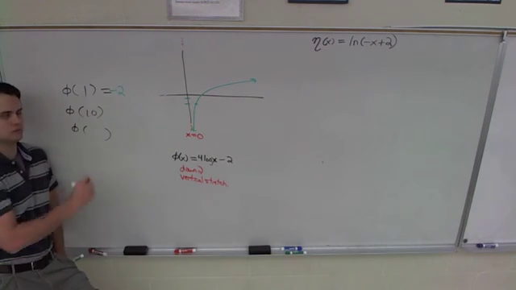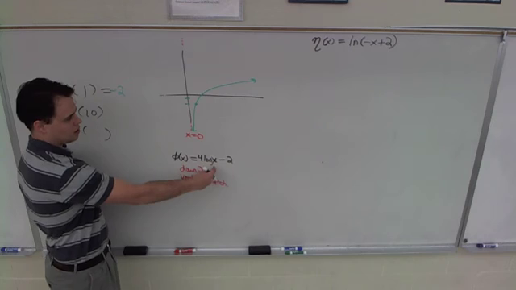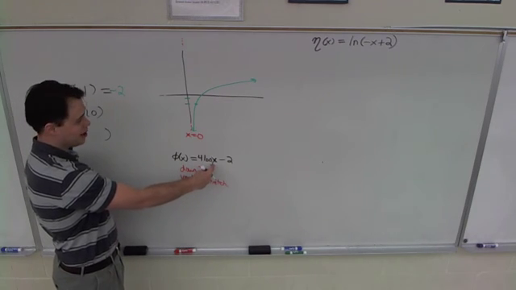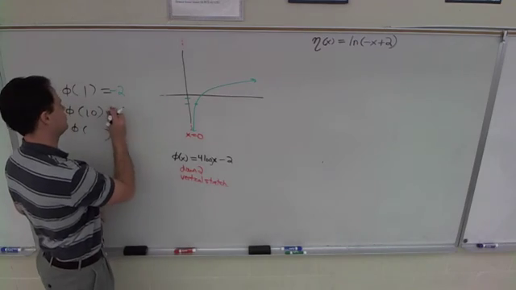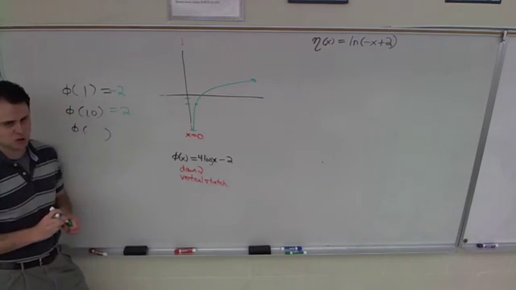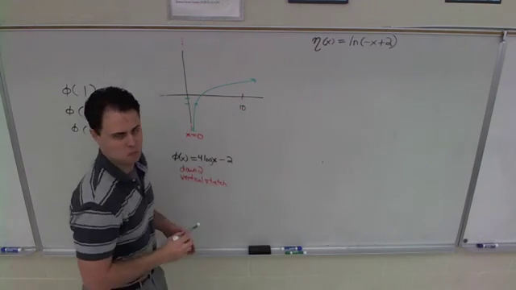10. Log base 10 of 10, if I put 10 right there, what is it? It's 1. 1 times 4 is 4, minus 2 is 2. At 10, we're supposed to be 2, so if I drafted this appropriately, we'll say that's 10.